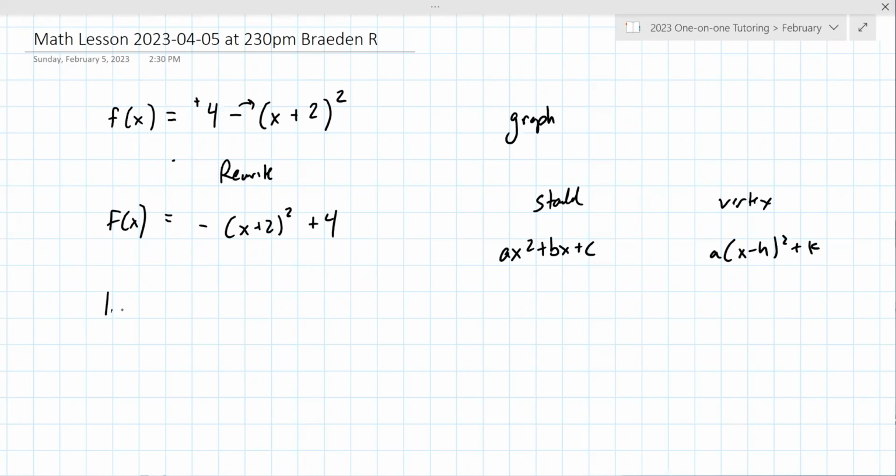So let's have you find the vertex, the axis of symmetry. Let's have you do domain and range. And then we'll talk about how to graph this one. So you give me those at any point here, whenever you're ready for those.